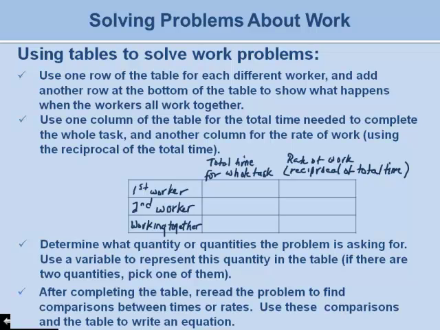And finally, after we take all the information in the problem and complete the table, then we would want to reread the problem to find any comparisons that are made between times or rates. And we'll use these comparisons and the information from the table to write an equation.